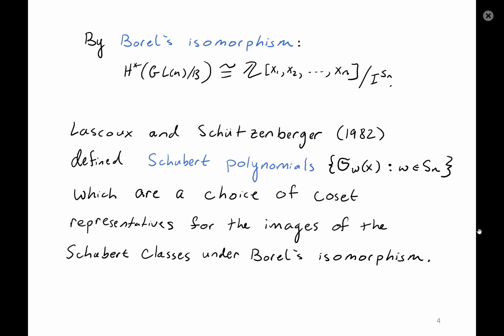If you would rather not think about Schubert classes, which are geometric objects, thanks to Borel, there is a presentation of the cohomology ring as a quotient of a polynomial ring. And Lascoux and Schützenberger defined Schubert polynomials to be a choice of coset representatives for the images of the Schubert classes under Borel's isomorphism. The initial definition was recursive: you start with some top Schubert polynomial, and you apply divided difference operators to get the rest.